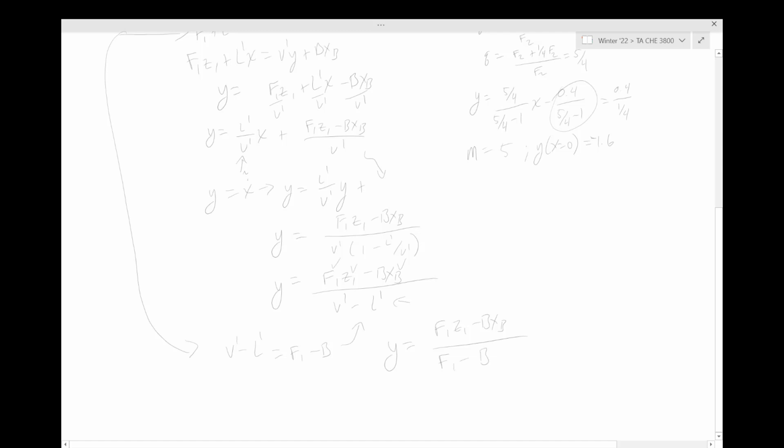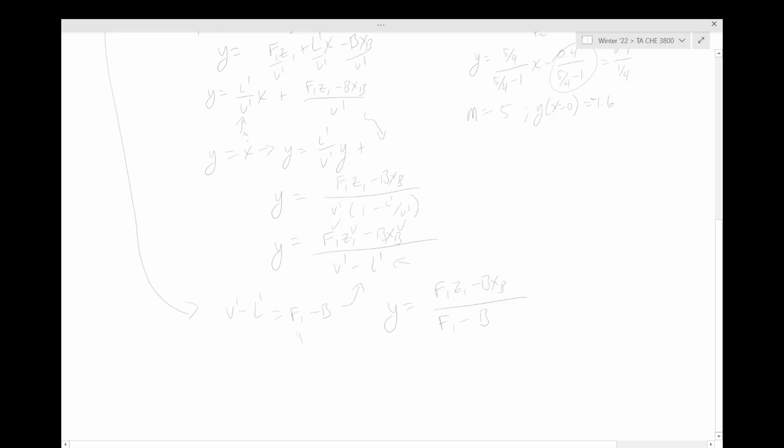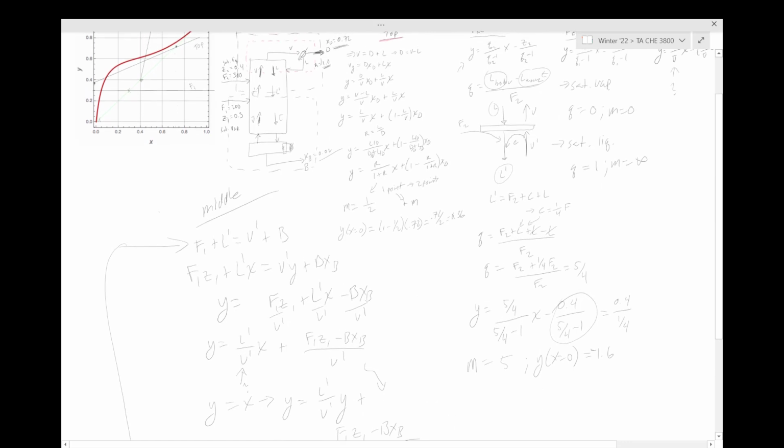Now this, of course, makes the assumption that your middle operating line, which is what we're solving for right here, is going to cross the y equals x line. If it's a situation where your feed is the same as your bottom flow rate, you get 0 right here. And if you get 0 right here, that says that you will cross the y equals x line at infinity. What that means is that you are parallel. It means that your middle operating line is going to be parallel to this y equals x line.